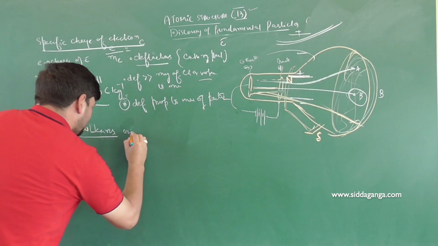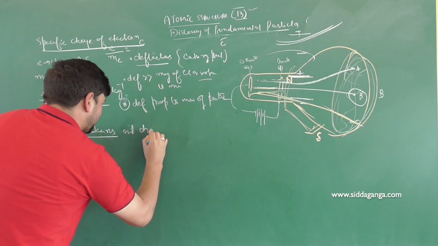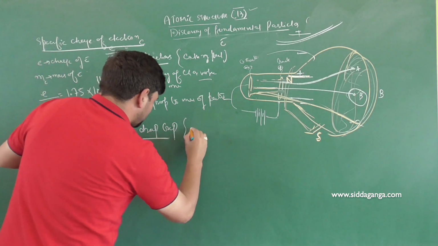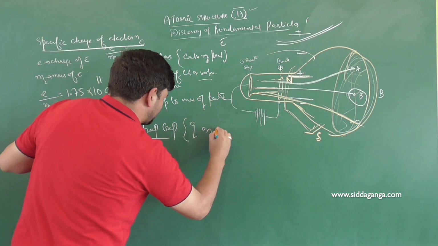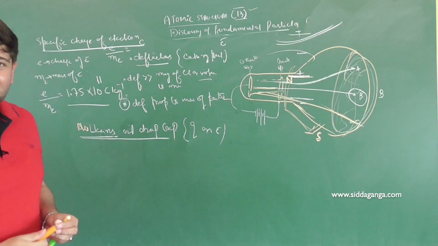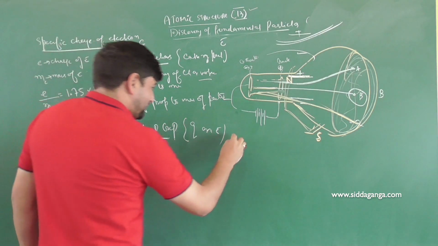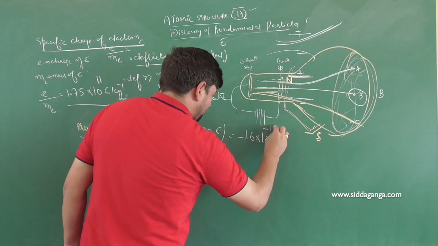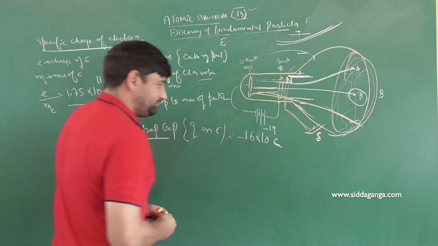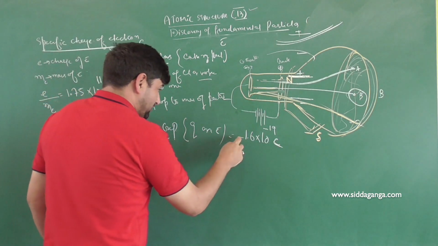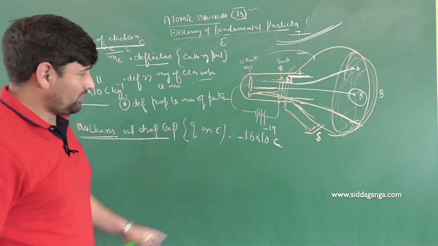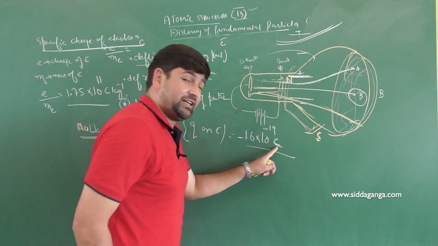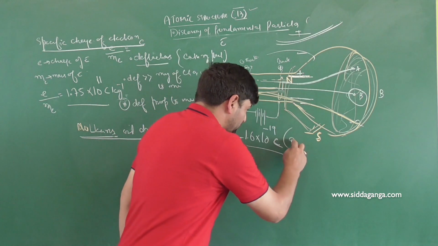Millikan's oil drop experiment helped us to find out the charge on electron, and the charge of electron is minus 1.6 into 10 to the power minus 19 coulomb, because charge of electron is what? Negative. So actual magnitude of charge is how much? 1.6 into 10 to the power minus 19 coulomb. This is called absolute charge.